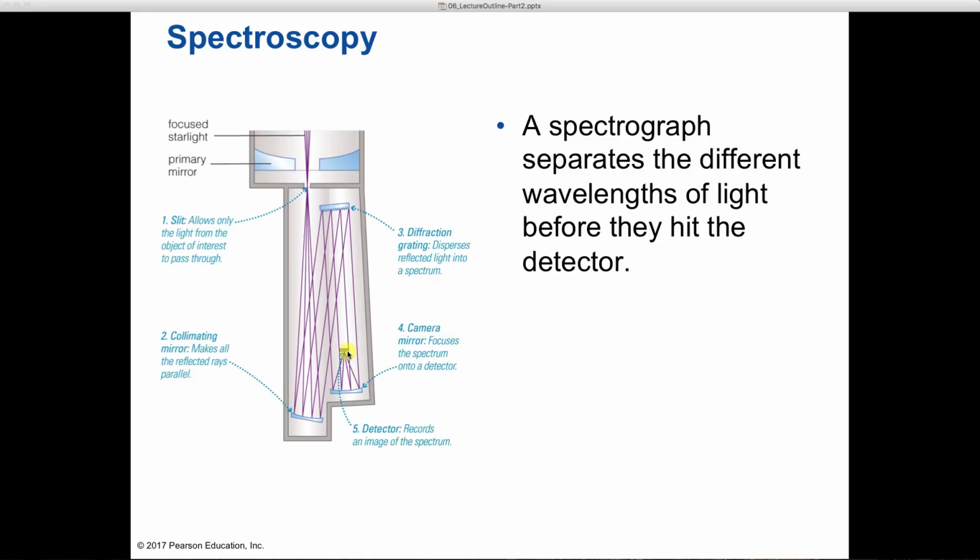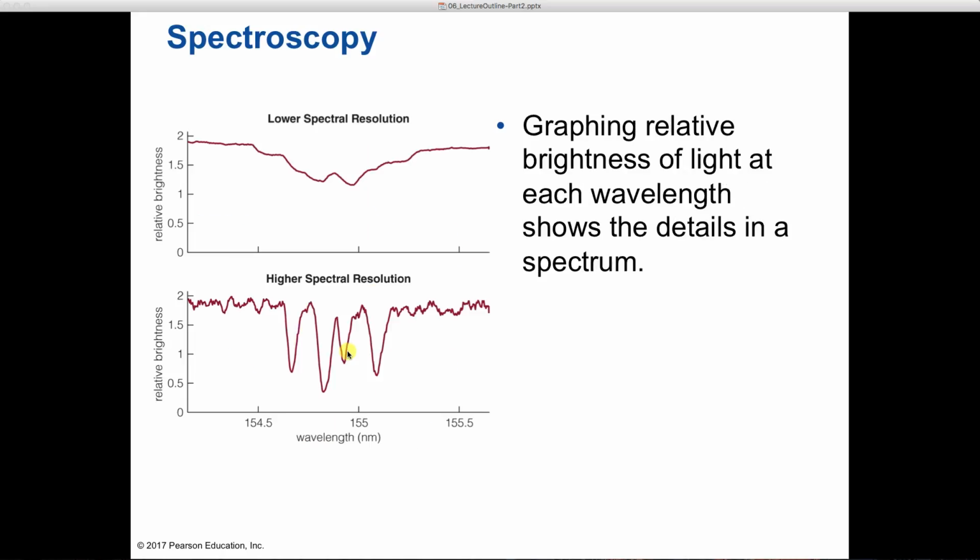So we use this then to identify chemical elements that things are made of, molecules, and ultimately the temperature of objects, looking at what colors are emitted and how bright they are. And so we'll talk more about this in later chapters. We did talk a little bit about it in Chapter 5.